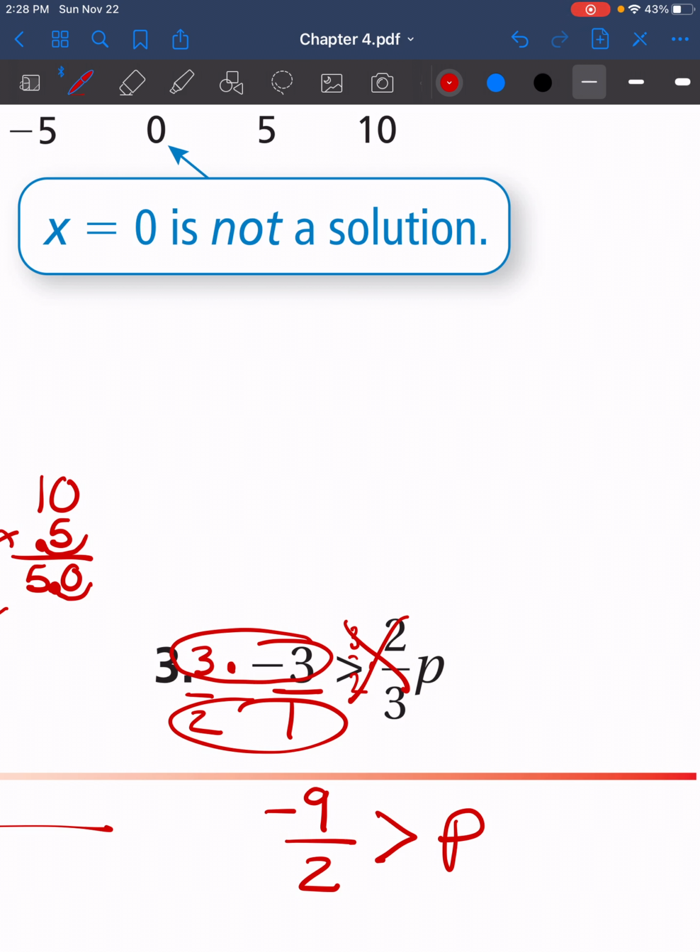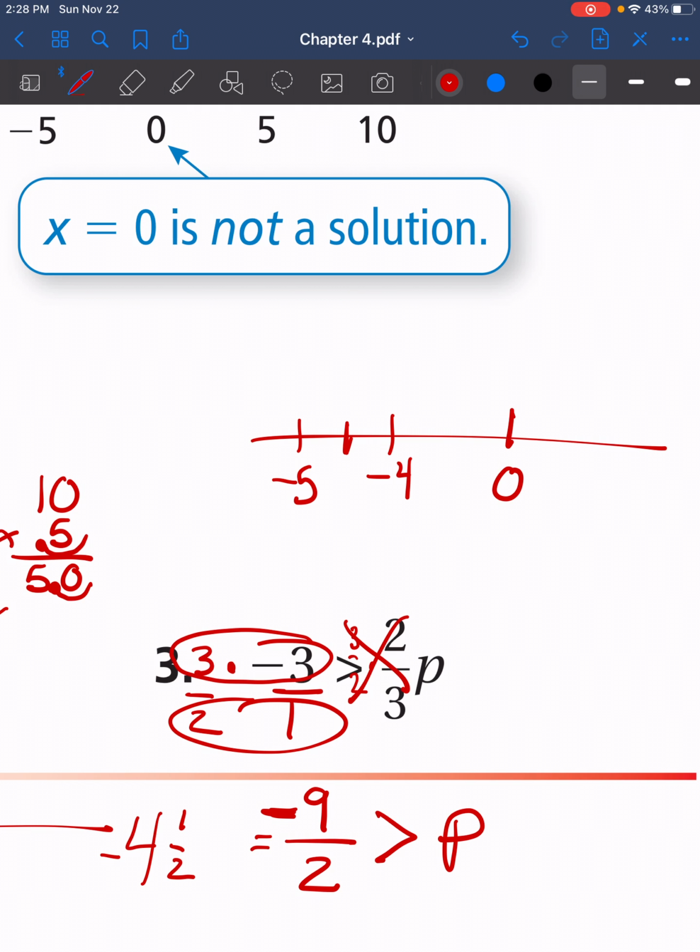-9/2 is the same as what as a mixed number? How many times can 2 go into 9? Well, 5 would be too many, so it must be 4. It's going to be negative because this is -9. If it went in 4 times, that'd be 8. 1 would be left over. So easy. Let's go graph this. This would be -4. This would be -5. Right in the middle. Open circle. p is smaller, anything that way.